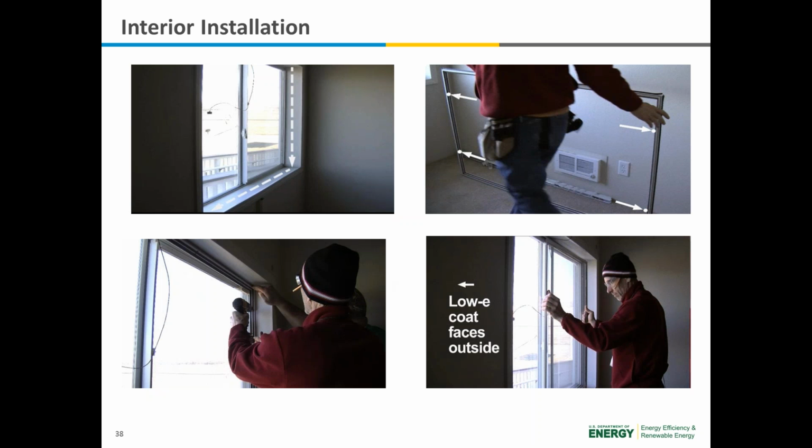So in general, these can go over trim. Unlike the exterior storm windows, they don't have any weep holes or anything like that. And in general, if you have a really leaky home, these will help increase the air tightness for that home.